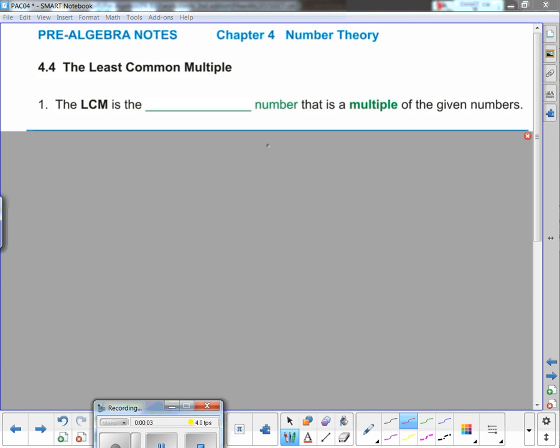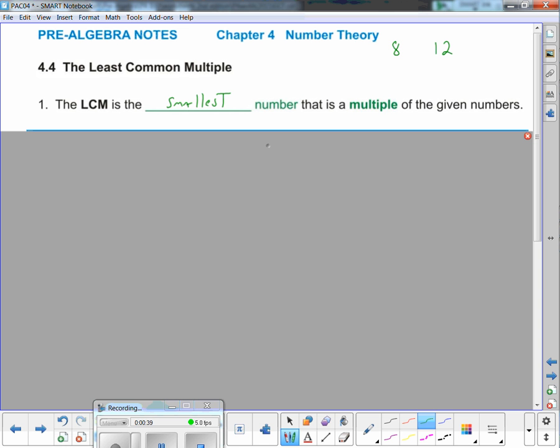Okay, so yesterday GCF, today LCM. What is the LCM? The L is least common multiple, the smallest number that is a multiple of the given numbers. So for an example on this one, I'm going to use the number 8 and the number 12.